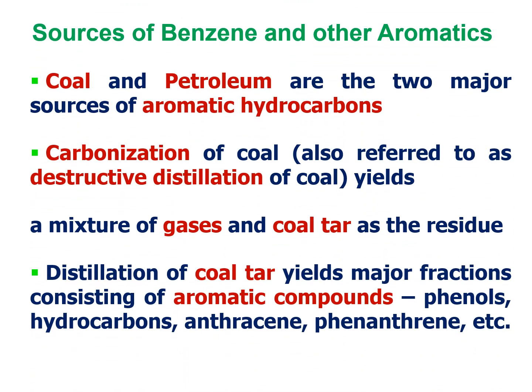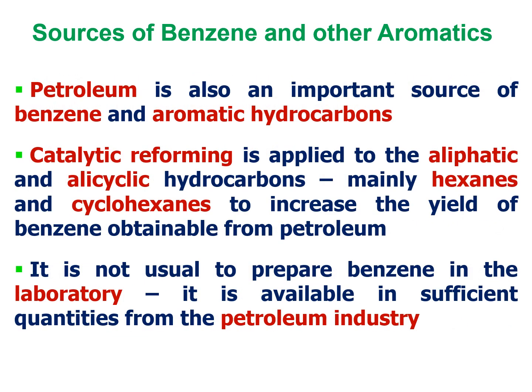Benzene is obtained from coal and petroleum as its major sources. In coal, it is obtained by distillation of coal tar. In petroleum, it is obtained by catalytic reforming.